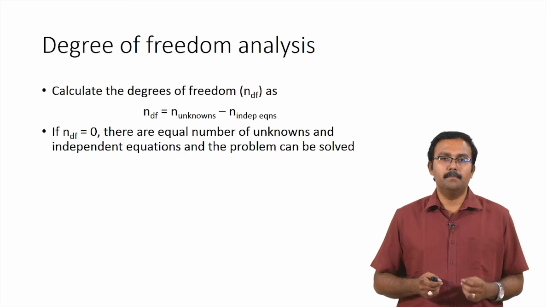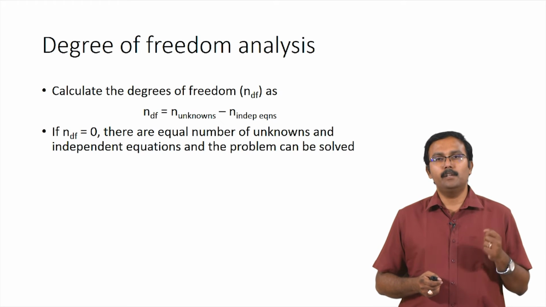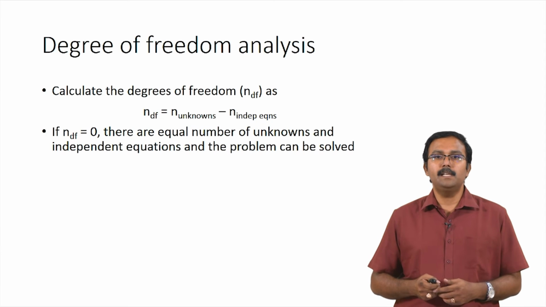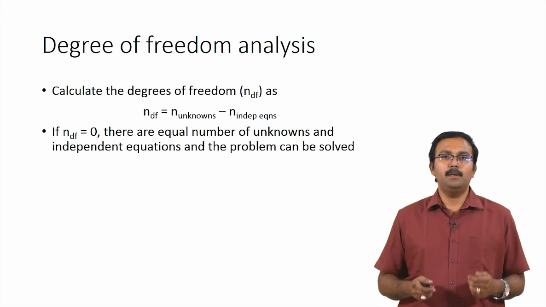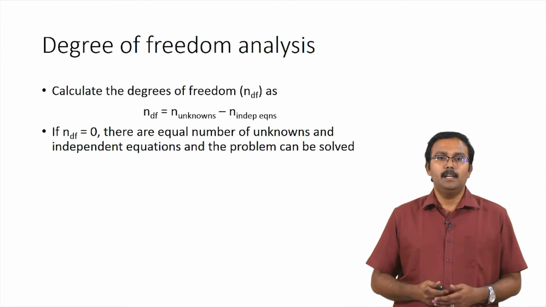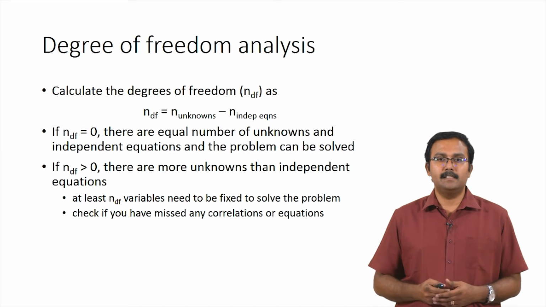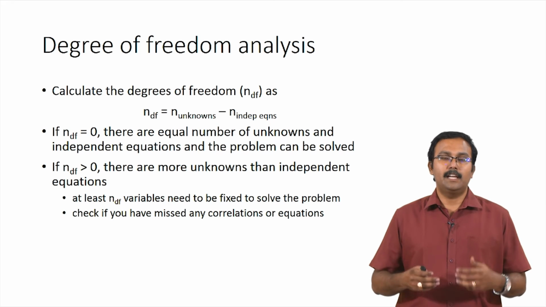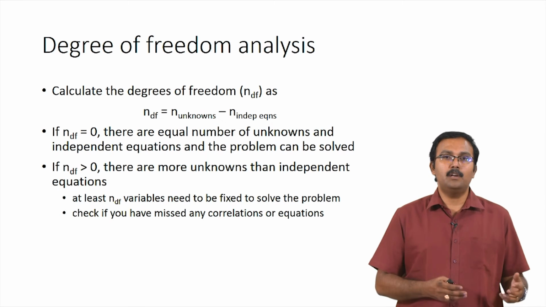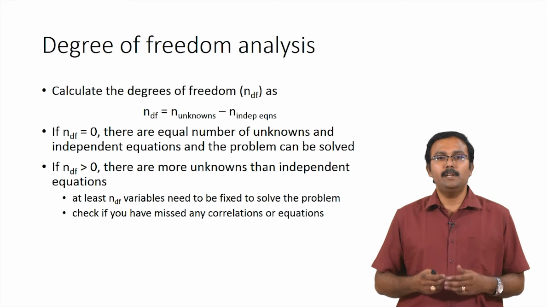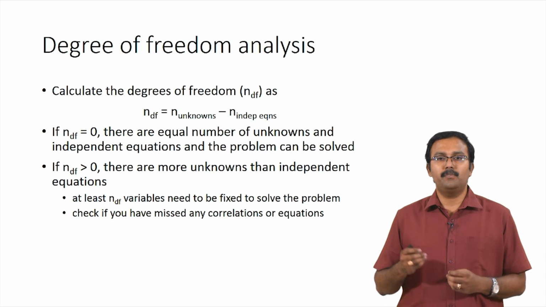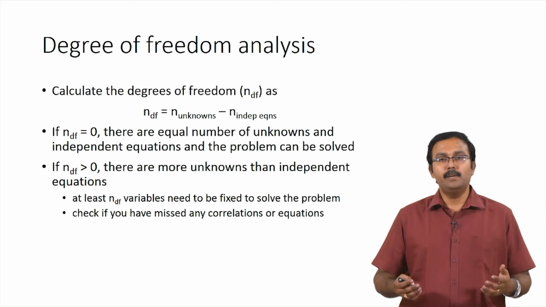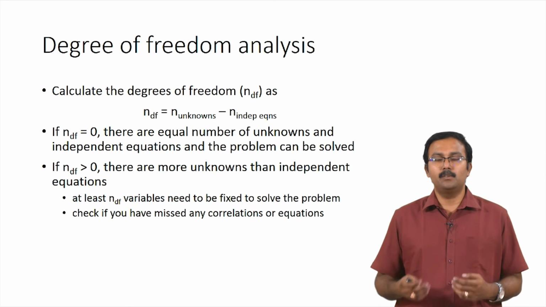If the degree of freedom is equal to 0, then you have the same number of unknowns and the same number of independent equations, which means the problem can be solved. There is going to be only one unique solution to the problem. If the degree of freedom is greater than 0, then you actually have more than one unknown which cannot be obtained. So, you have more unknowns than independent equations. So, you need at least NDF number of variables that need to be fixed before you can solve the problem, or you need NDF number of equations to solve the problem.